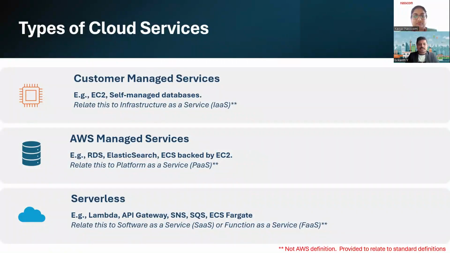But when it comes to serverless, this is completely function as a service, right? This is software as a service. You would have been hearing about SaaS platforms a lot. Each of these components that you see here, a few examples: you might be hearing a lot around Lambdas, API Gateways, SNS, which are topics, queues, SQS, Fargate. These are all serverless components. That means they're all pay-as-you-go components.